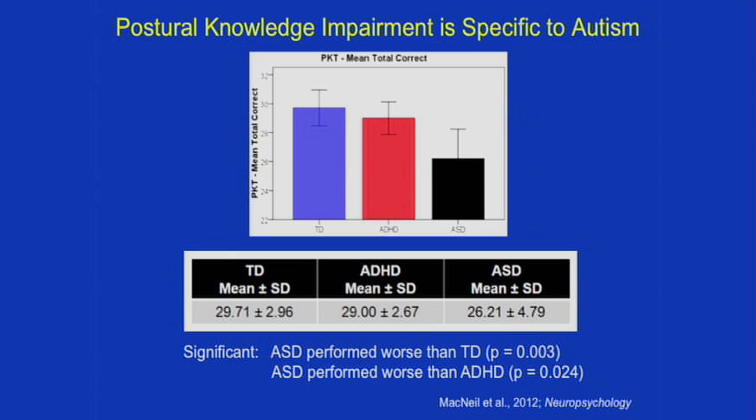So there seems to be this impairment in autism, at least at the level of praxis, of not only the ability to perform the skilled gestures, but also to be able to recognize those actions as performed by others. And we're not seeing either of those impairments in children with ADHD, despite the fact that they have problems with more basic aspects of motor control.